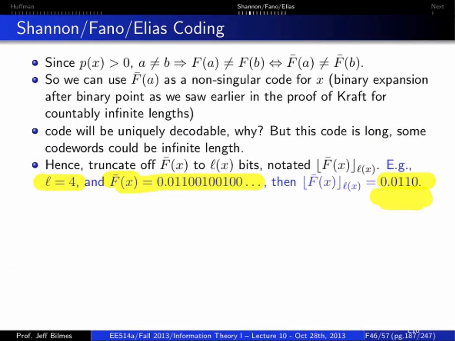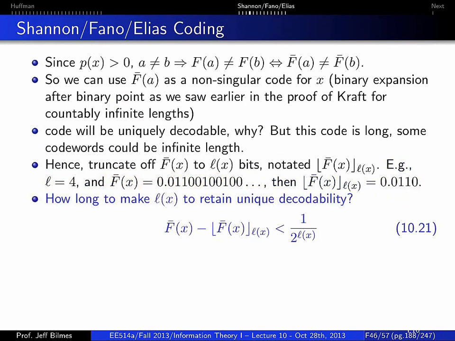Now the question is, how much do we truncate? We want to truncate this so that it's not infinite. Of course, any finite truncation would make it non-infinite. But we also want to truncate it so that it's still uniquely decodable. So we don't want to truncate too much, but we don't want to truncate too little either. We want to do the most amount of truncating without losing the unique decodability of the potential codewords. And so the question is, how long should the lengths be in order to retain unique decodability?